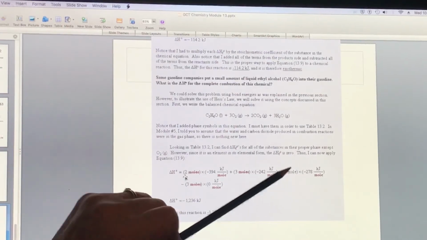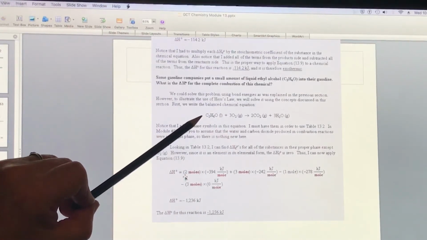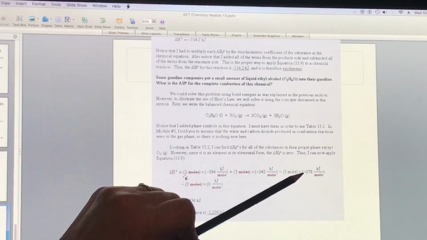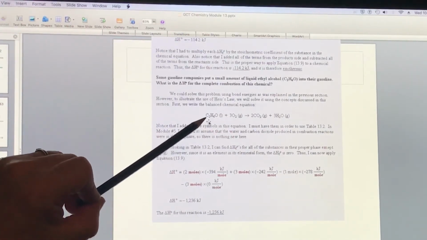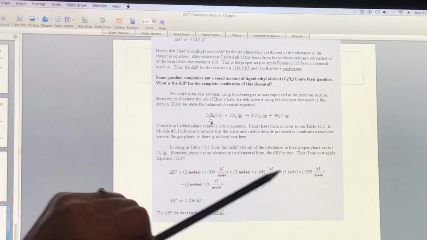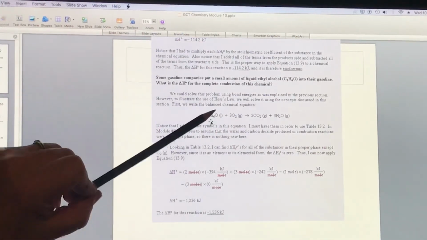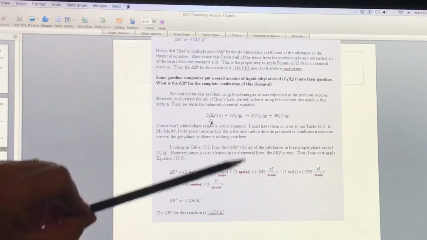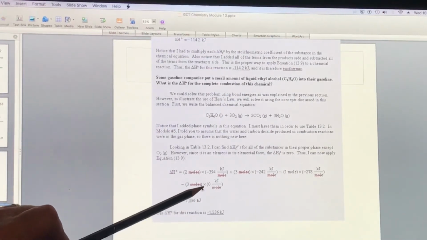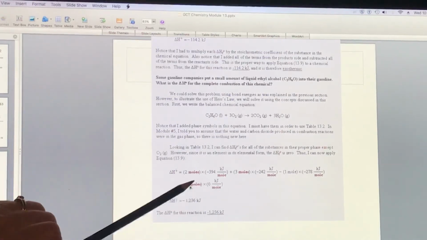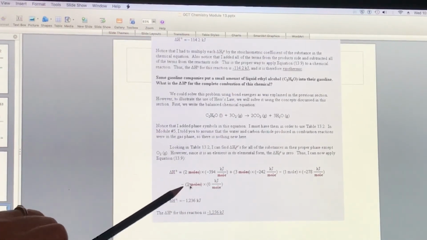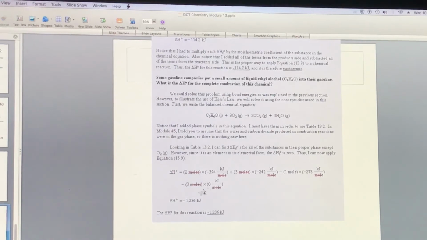Now we'll be subtracting the values from the reactant side. We have 1 times the value for the C2H6O, which is minus 278. And in addition, we'll be subtracting 3 times, well, actually, that's not true. The O2, again, is 0, so we don't even really have to worry about that. Then after all the math is done, our delta H is negative 1,236 kilojoules, which, again, would be exothermic.